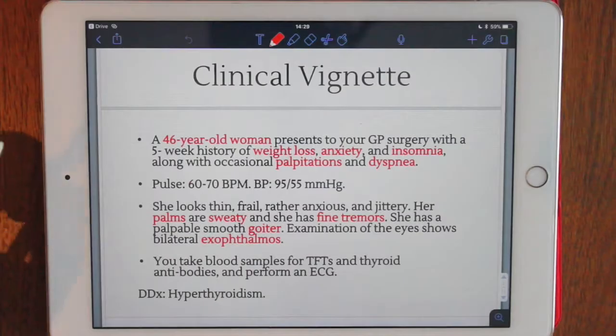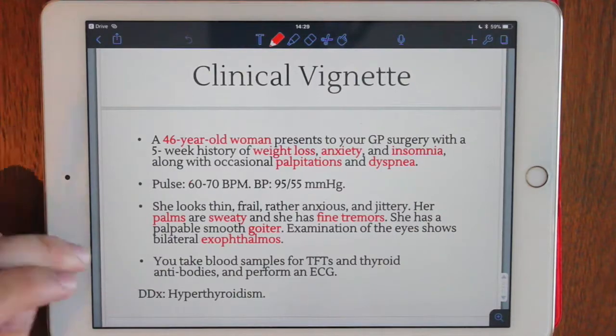Here's a summary of our clinical vignette from Monday. Feel free to pause the video and take a look at this patient's symptoms again. It's important to highlight that our differential for this patient's presentation is indeed hyperthyroidism.